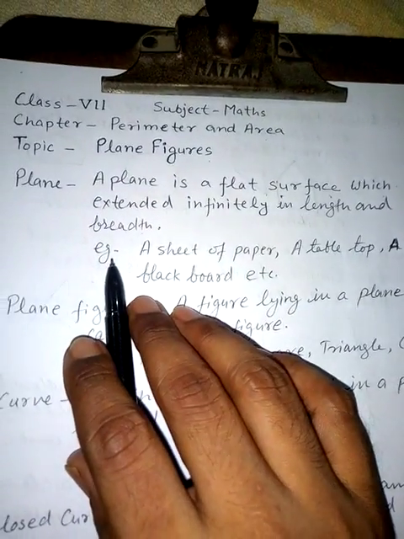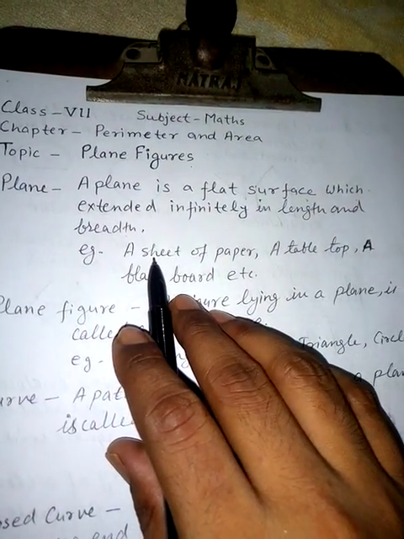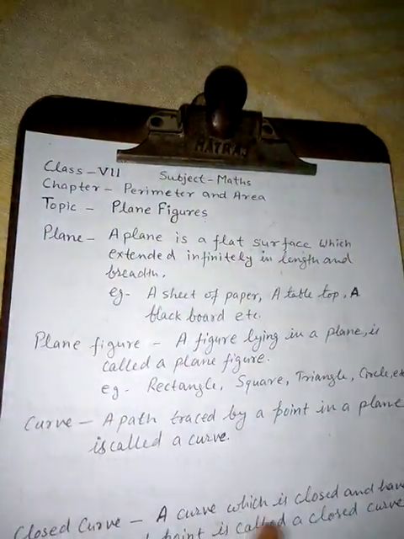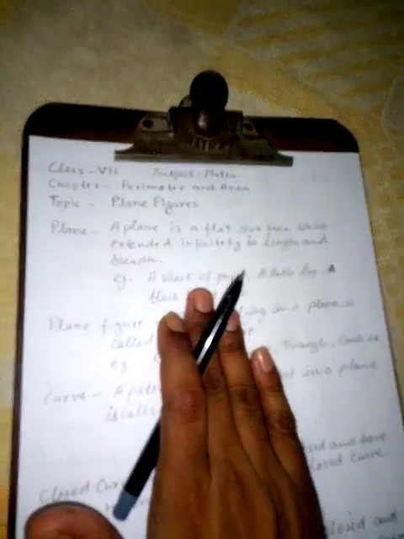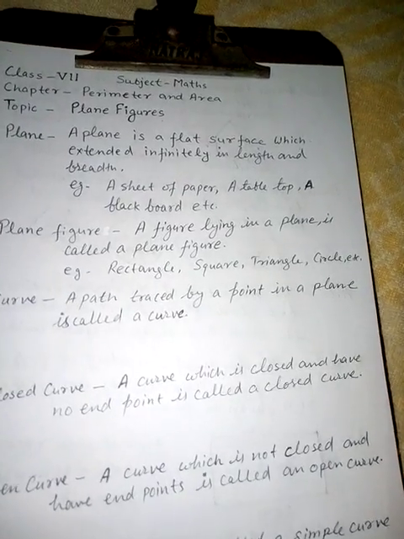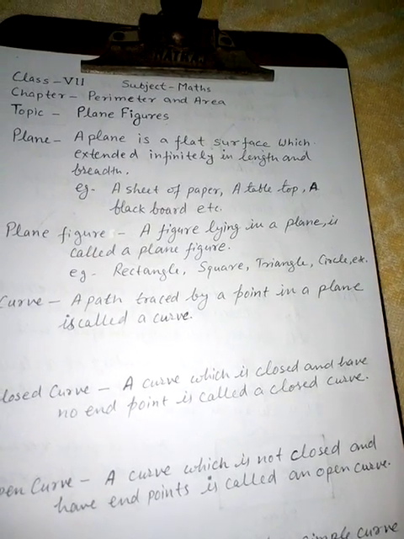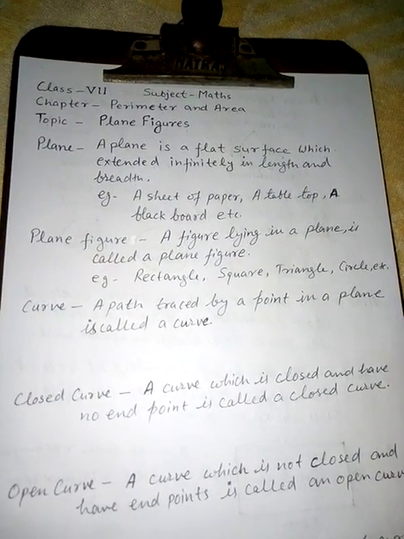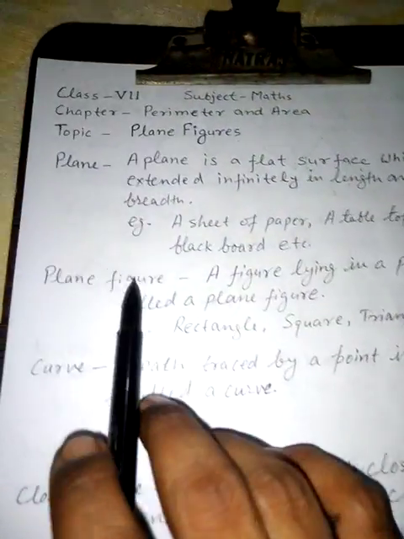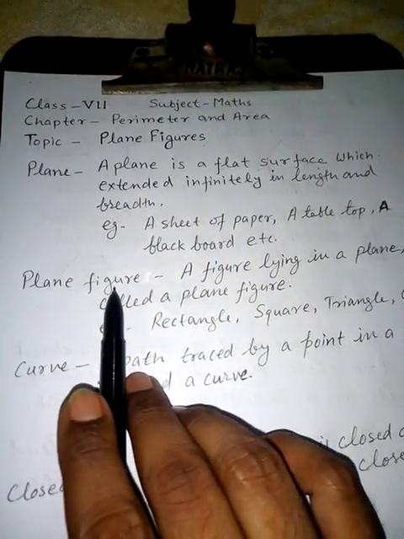Here the examples are a sheet of paper. You can see this sheet of paper is a plane. This tabletop is a plane. A blackboard is a plane surface. Now we have to talk about plane figure.